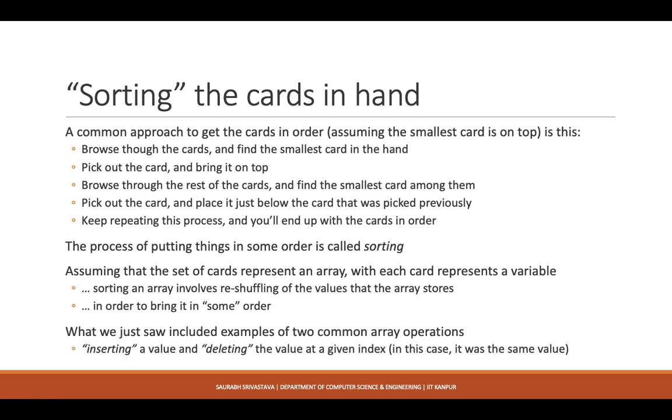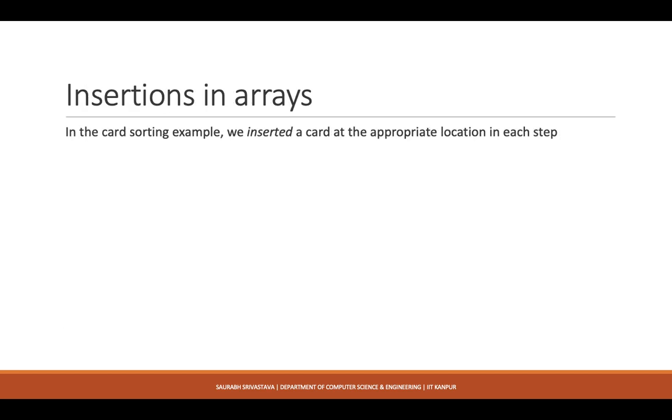Also, what we were just doing, we were just taking out a particular card from the array, and then we were putting it at some other point. We were inserting it at some other point. So essentially, we used two very basic operations that we do on arrays: insertions and deletions. We were essentially deleting a card first from wherever it was, and then we were inserting it at some other position, the correct position, to be honest.